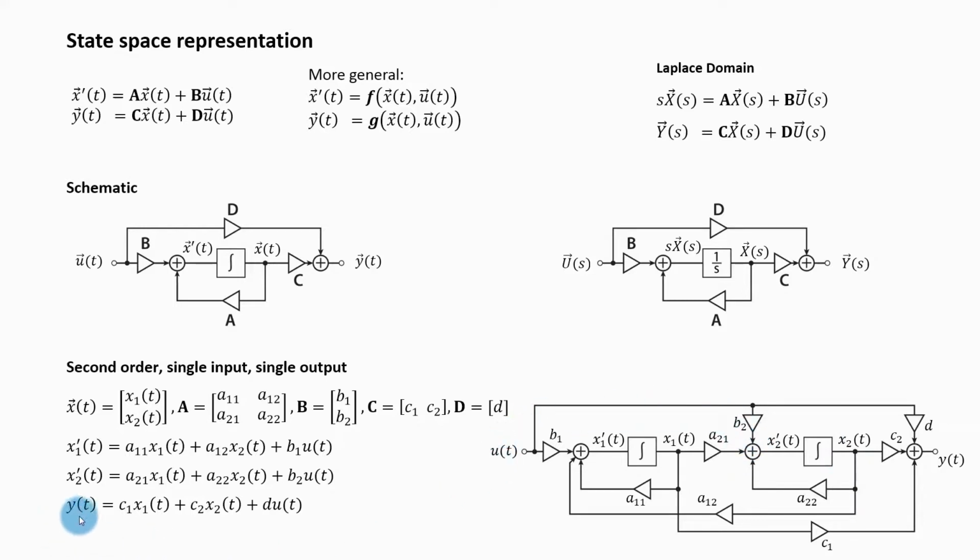Last, the output is c1 times x1 plus c2 times x2 plus d times the input. And this is your schematic or block diagram of a state space description of a second order single input, single output system.